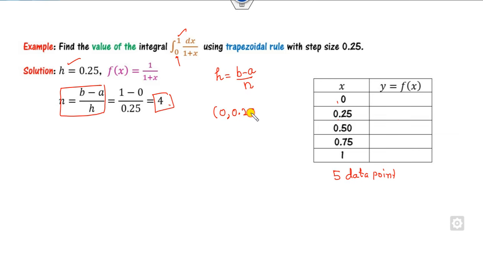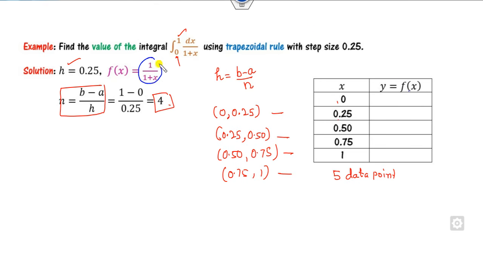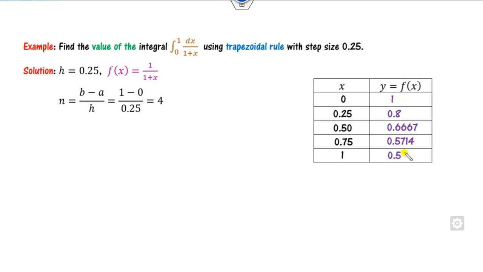So the first interval is 0 to 0.25. The second interval is 0.25 to 0.50. The third interval is 0.50 to 0.75. And the last interval is 0.75 to 1. You can see how many intervals there are: 1, 2, 3, 4. Now you can find the value of f(x): when x is 0 it will be 1, when x is 0.25 it will be 1.25, then 1.50, it is 1 plus 0.75, it is 1 by 2. You can round off to the decimal places.